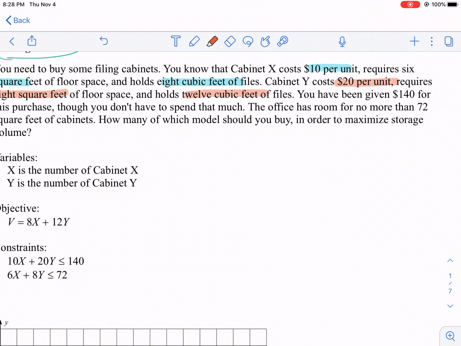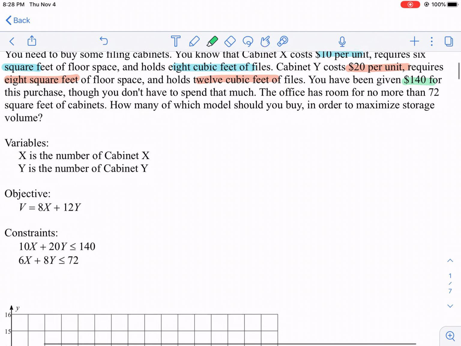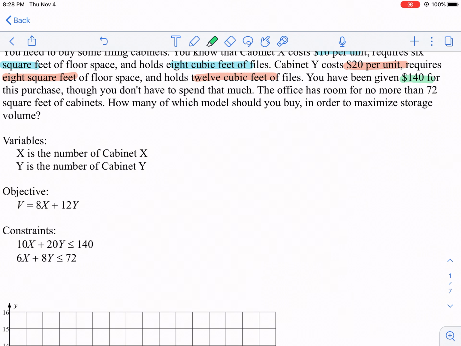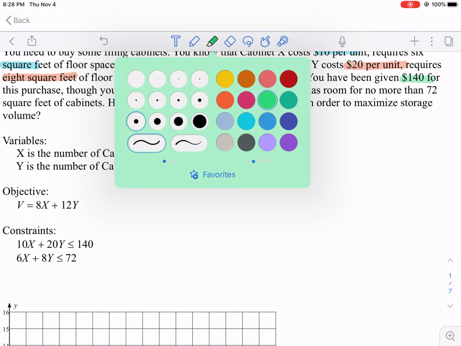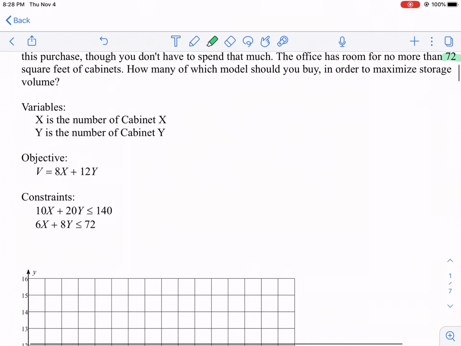You have been given $140 for this purchase, though you don't have to spend that much, meaning you can spend $120, $110, $139, etc. The office has room for no more than 72, I'm just going to leave that green, 72 square feet of cabinets. How many of which model should you buy in order to maximize storage volume?